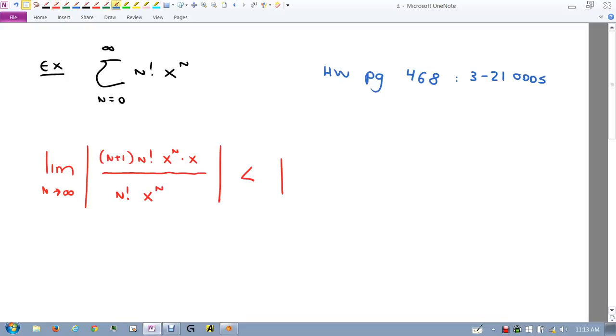All right, we get our n factorials to cancel, our x to the n to cancel. And so what you're left with here is a limit as n goes to infinity. The only thing that has n in it is n plus 1. And then next to it, I have an x. I'll put in an absolute value. I need that to be less than 1.